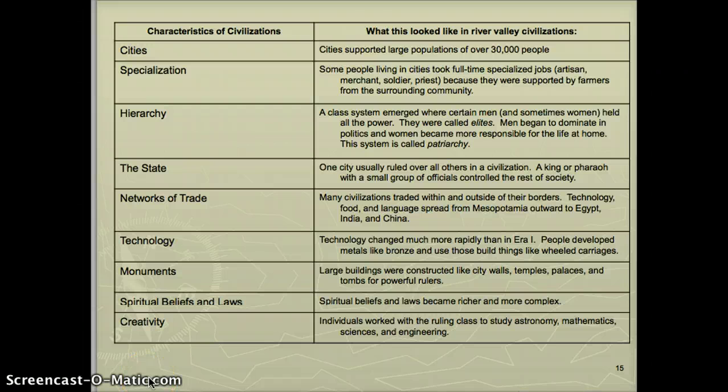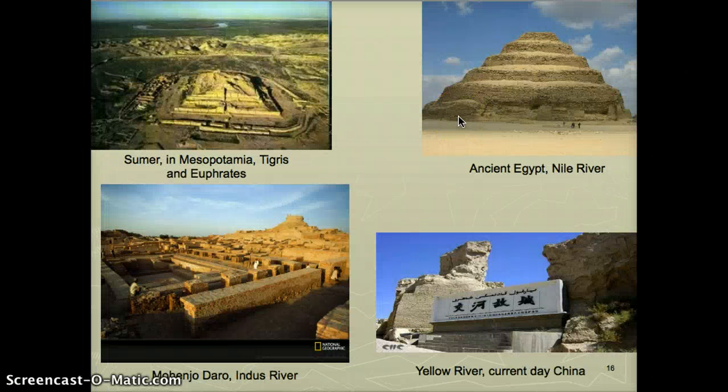So here we have the characteristics of civilizations and what they would have looked like in the river valley systems. So going on to slide 16 here, which of those characteristics that we just saw in the previous slide, slide 15, do we see here?